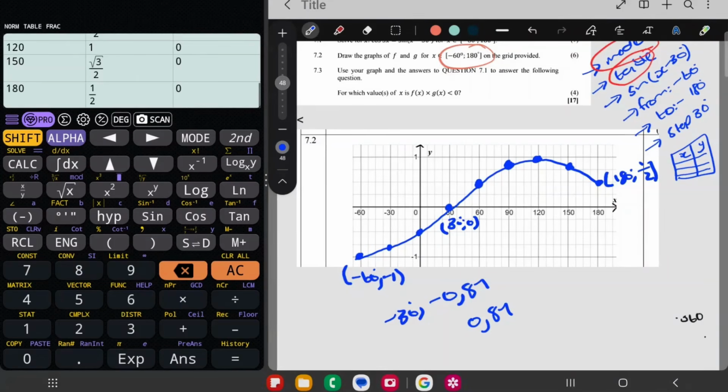And then also a turning point. You see, this is a turning point. It has the highest y value. So this is 120 and 1. Okay, so there you sketched the one function. And I would put in the y-intercept. This is negative a half over there.